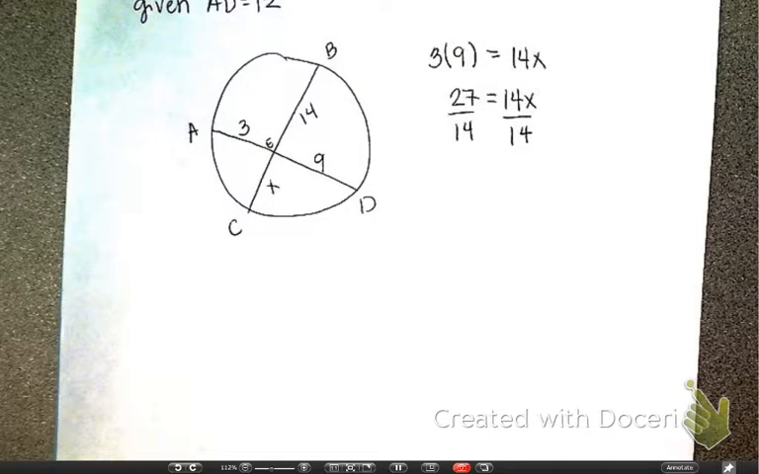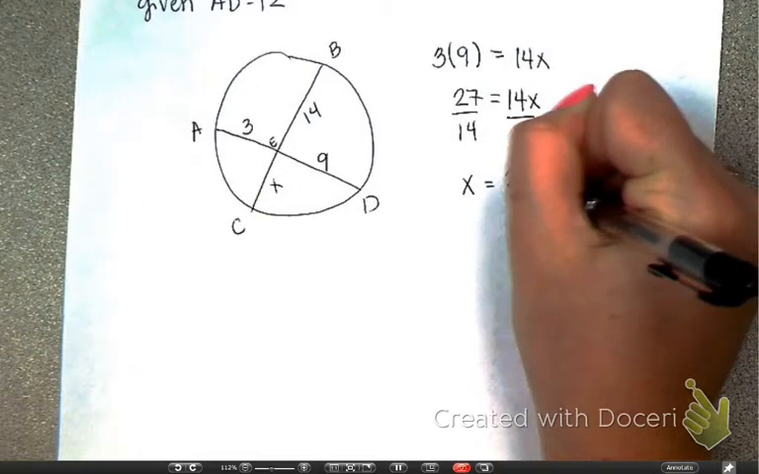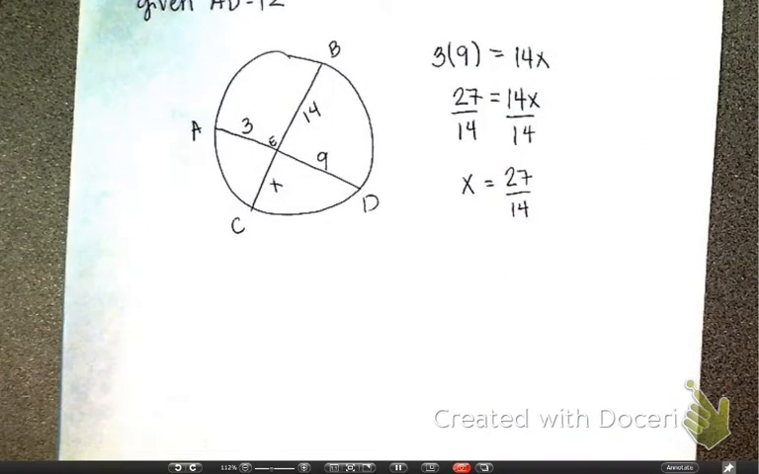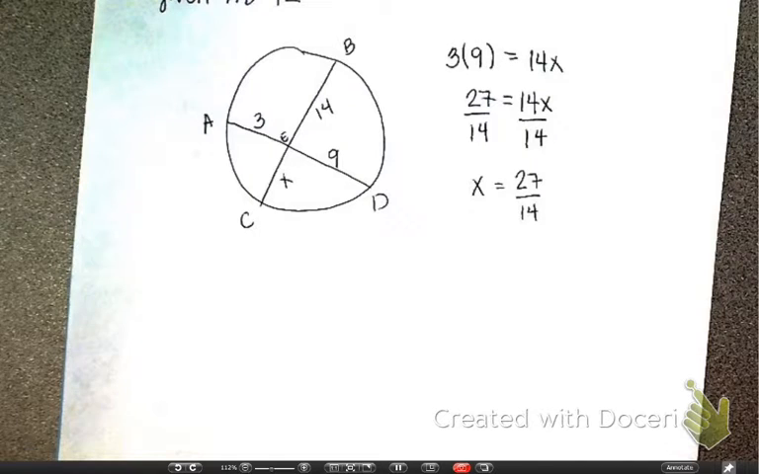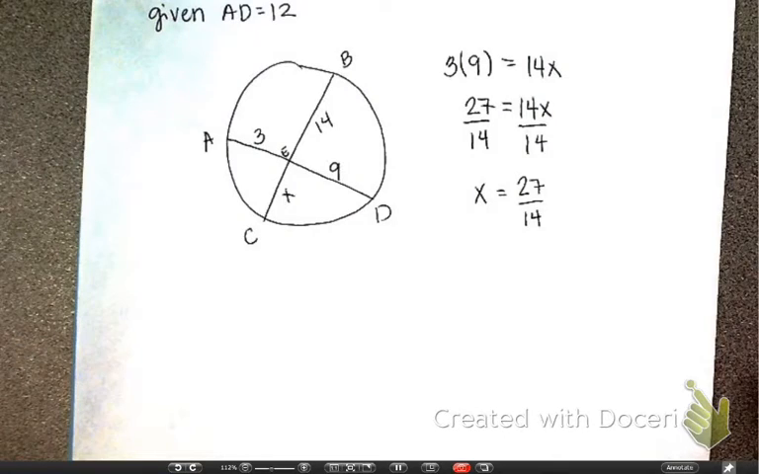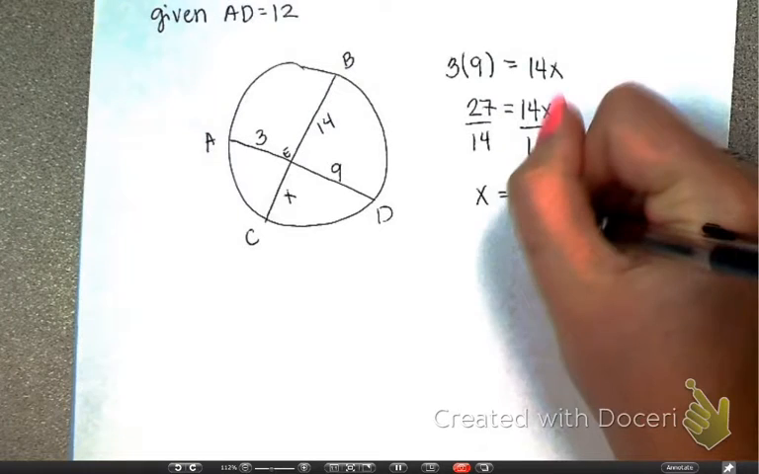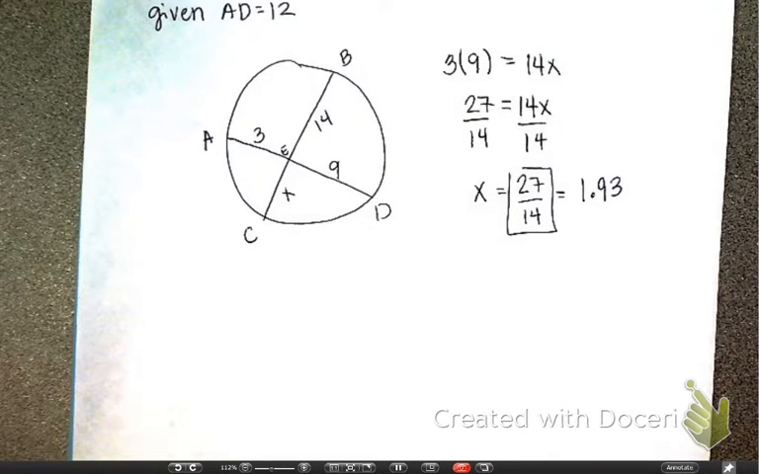Does 14 go into 27 evenly? So you're just going to leave it as a fraction. If you can reduce, you should. If you absolutely have to plug it into your calculator and give me a decimal, that's fine too. This answer is 1.93, but I would prefer for it to stay as a fraction. Okay, don't do the extra work if you don't need to.